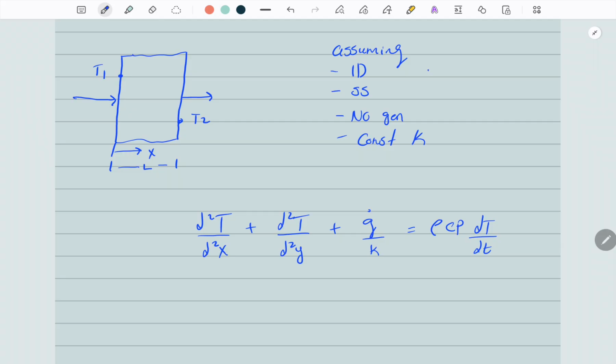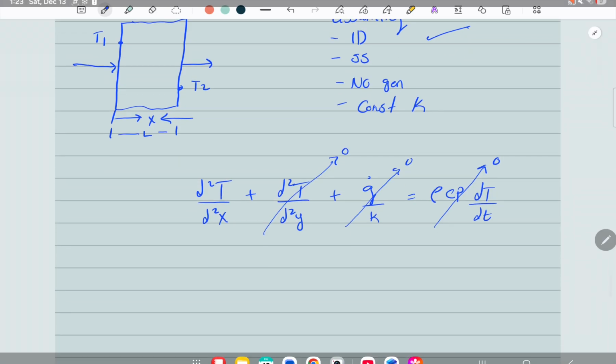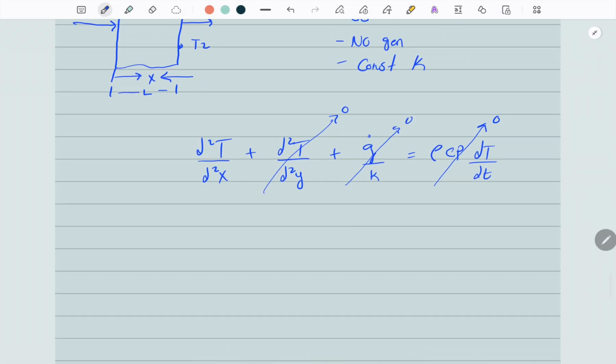Okay, so our first assumption is it's one-dimensional. We're only working with x. So this will be 0 because we're not working with y. Steady state meaning there's no variation with time. That means there's no energy being stored. This term will be 0. No generation. This term will be 0, and constant k. Okay, we'll be left with the second derivative of temperature divided by the second derivative of x equals 0.